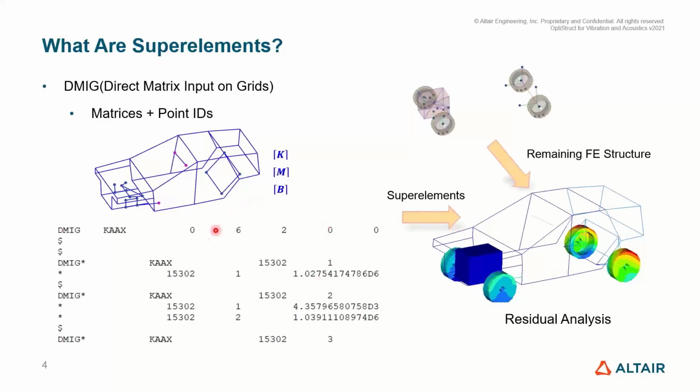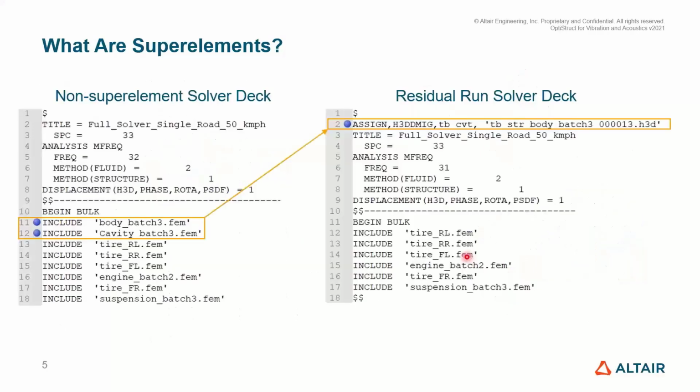Because the size of the superelement is much smaller than the original mesh model, it can be reused efficiently in residual analysis. On the left side is a non-superelement solver deck, or the original solver deck before using superelement. Here I assembled trim body, cavity mesh, and other modules of suspension. Then I reduce cavity and the body into a single superelement. Then in my residual analysis, I assign the superelement and delete the trim body and cavity model from here. This is how we use it typically.